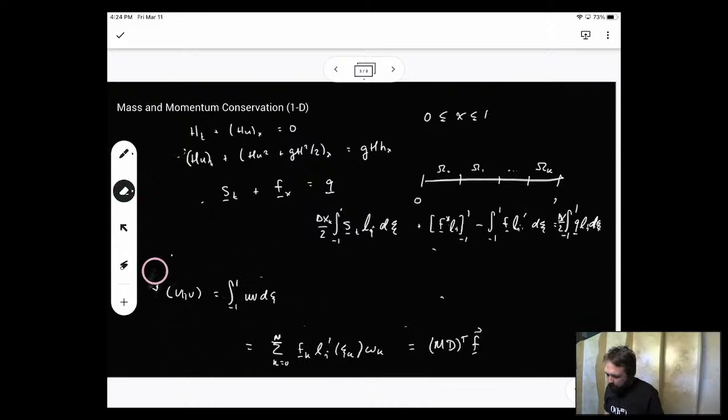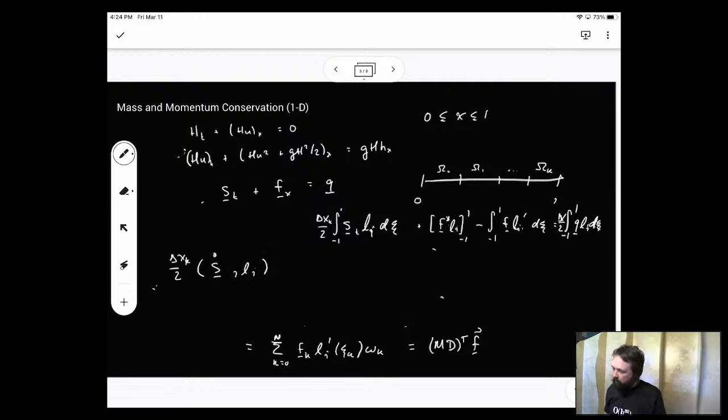So what the system looks like in this inner product form is we have a Δx_k on 2 out front. I have the inner product of S dot with the ith Lagrange interpolating polynomial with the subscript n, and the inner product of F with L'_i, subscript n. And I'm going to pull over the source term: Δx on 2 times the inner product of Q with L_i, again subscript n because I'm doing the discrete form.